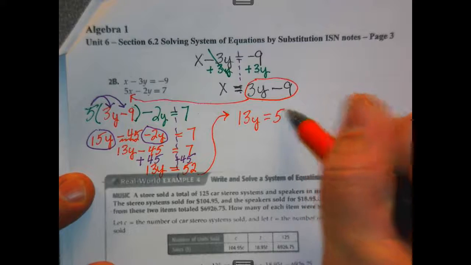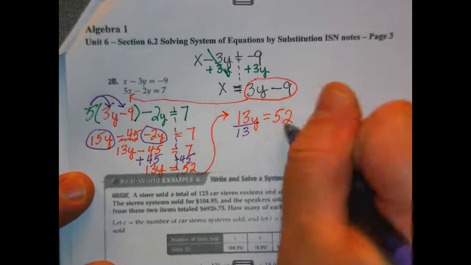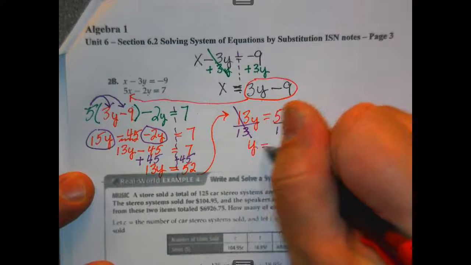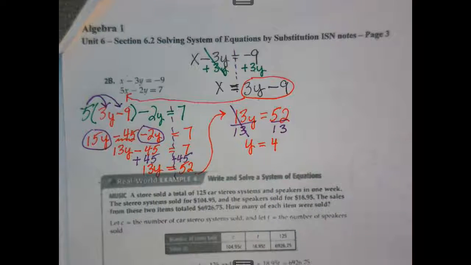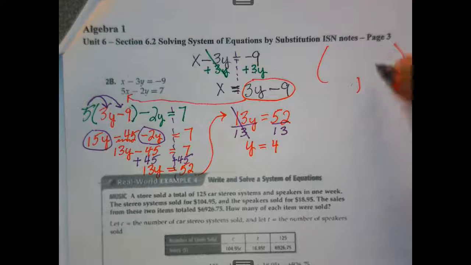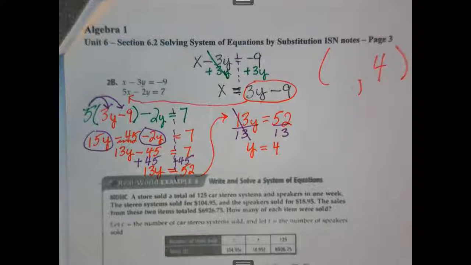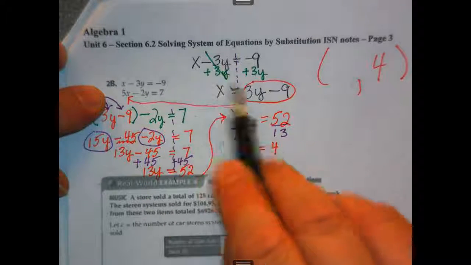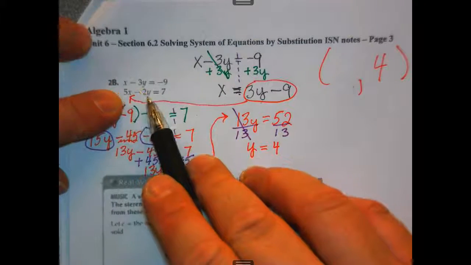And I bet you 52 is divisible by 13. It's 4. Okay, so I got y equals a number. So I know that this is going to intersect at 1 point, and I know that the y is 4. So now I'm going to pick an equation. I'm going to go back and pick one of the original ones. I could use this one, but what if I made a mistake? Okay. So I'm going to go back and pick the top one.